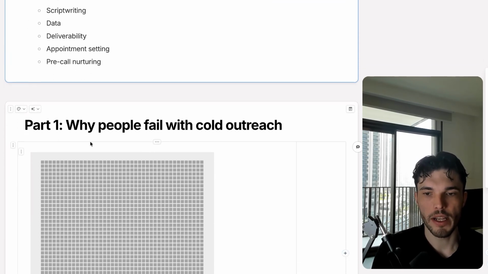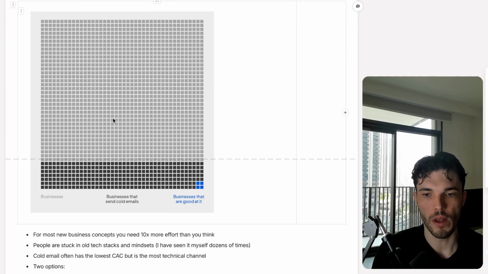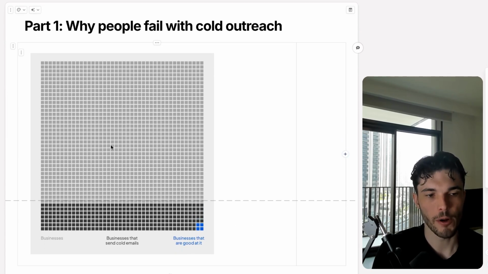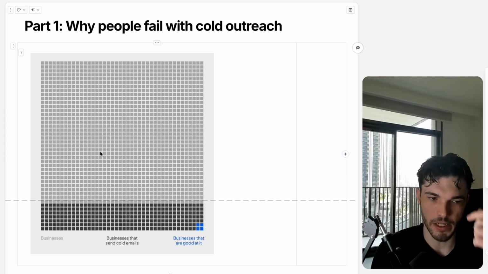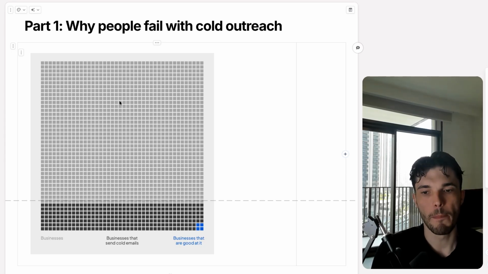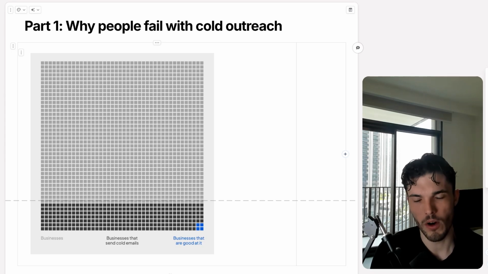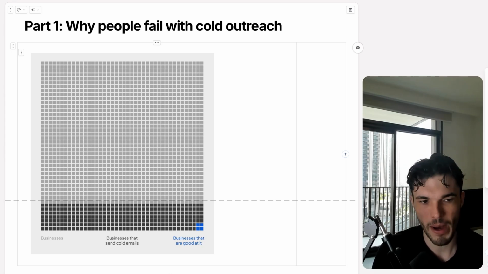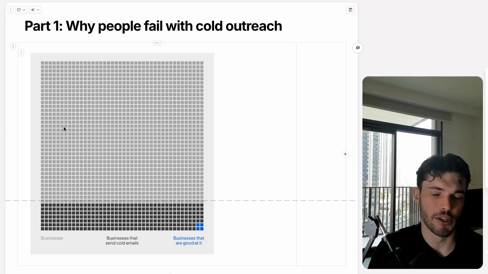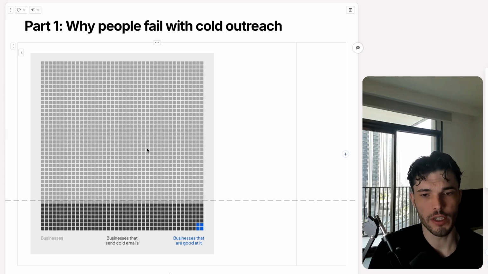The first part here is why people fail with cold outreach, and I've made this illustration here. It shows the B2B market, the universe of all B2B companies, essentially. Now, 80% of B2B companies are not doing any form of active cold outreach, mainly because if you're running a business and getting results, sometimes you just get a lot of word of mouth and you get comfortable. There's no urgency to grow your business significantly with outreach. So this is the majority of B2B companies.